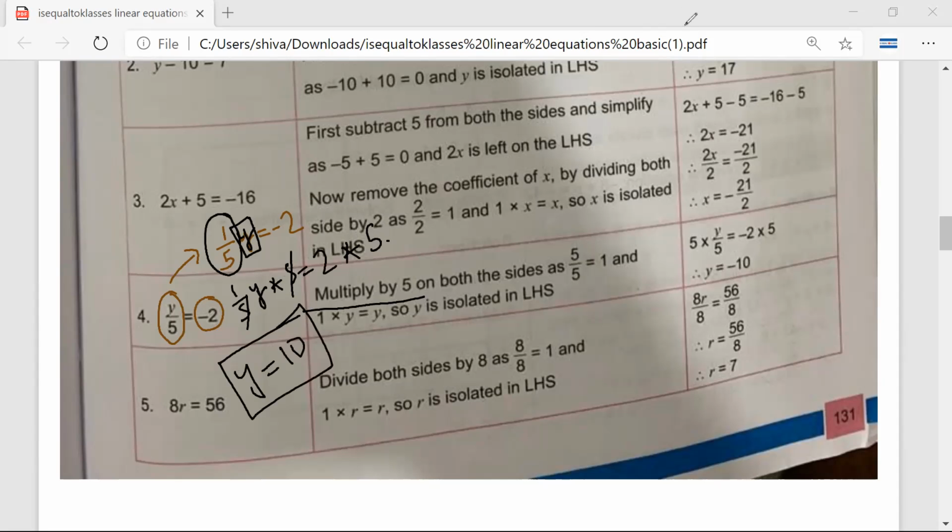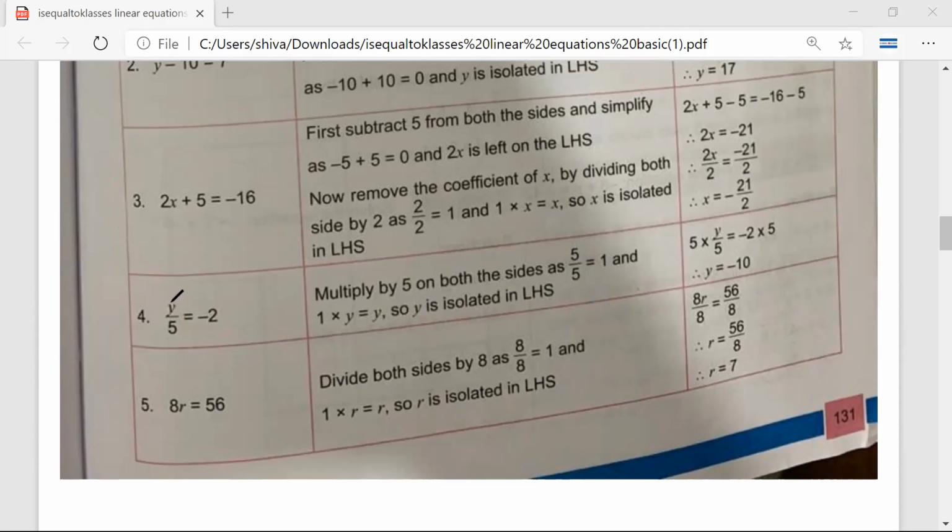No, sir, I didn't understand this. Okay. So do you understand that this can be written as 1 by 5 y is equal to minus 2? Is it okay? Yes, sir. Okay. Now, Mr. Sarthak, I want an isolated y. Isolated y, or you can say a lonely y. I want y alone. Now, how can I remove this 1 by 5 which is attached to this y?